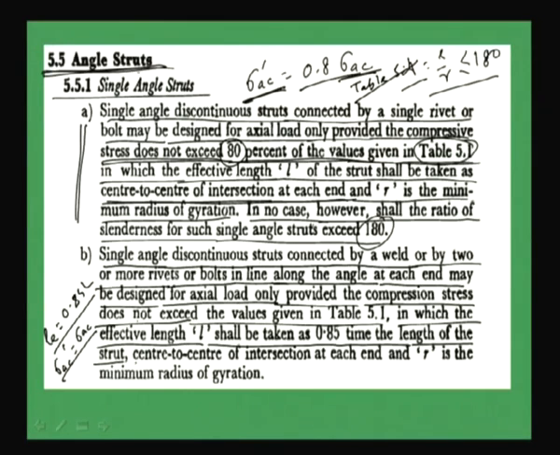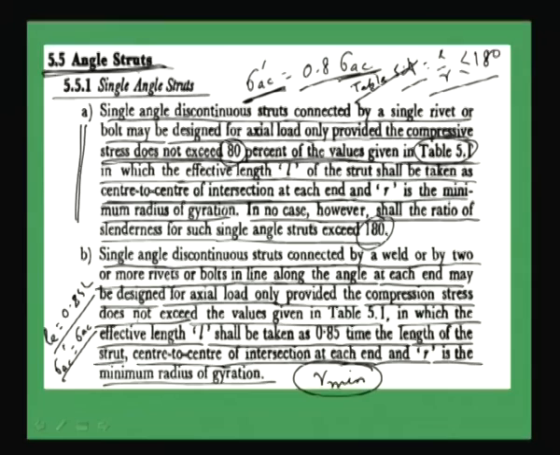Now, this is center to center of intersection at each end, and R is the minimum radius of gyration. Always we have to consider R as R minimum. Radius of gyration will take the minimum radius of gyration under which the worst condition will develop. So, in this clause what we understood is that for single angle discontinuous struts connected by a weld or by two or more rivets, we have to take effective length as 0.85 L, and the allowable compressive stress will be simply whatever is given in table 5.1.